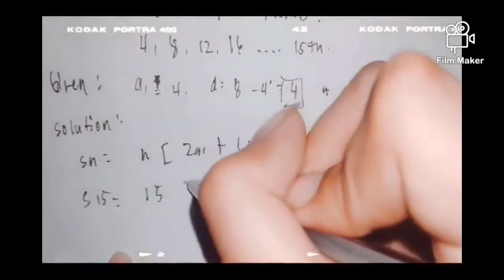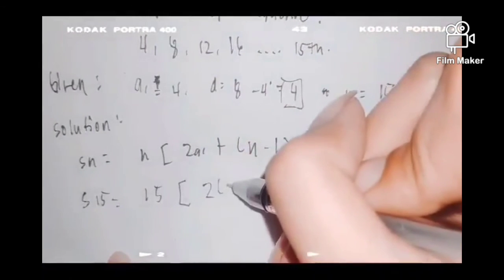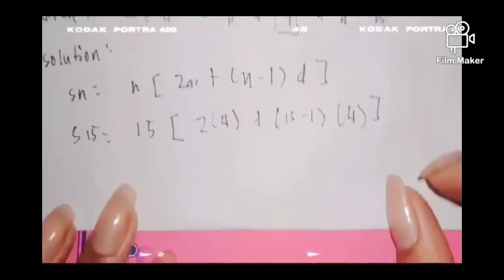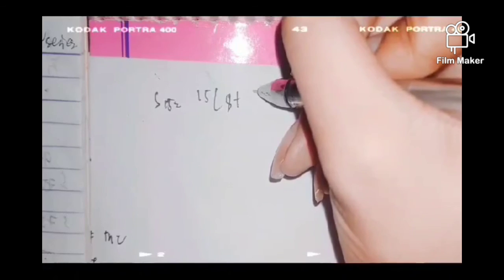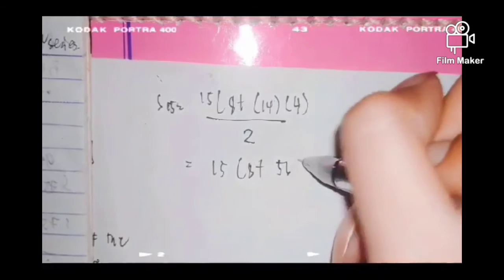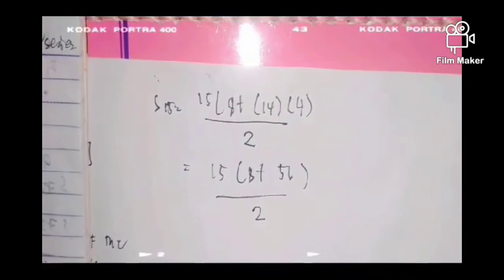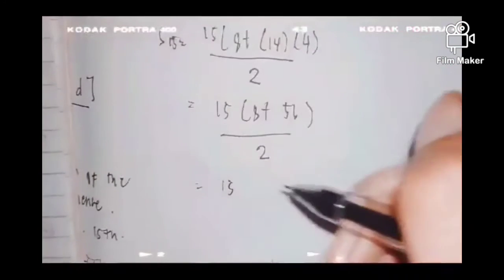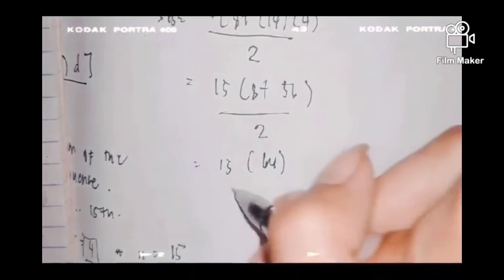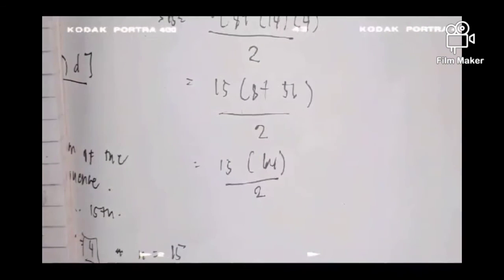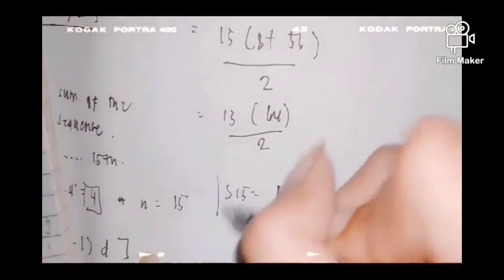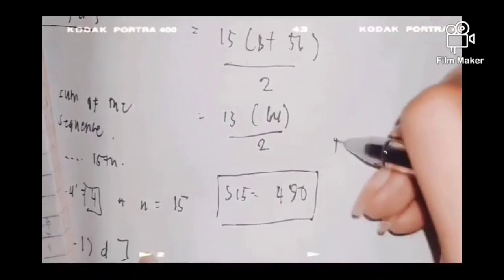Since we now have the data, let's find the sum of the given series. Let's multiply 2 and 4, and subtract 1 from 15. After that, multiply the 14 and 4, so it will become 56. So we now have 56 plus 8, which is 64. So 15 times 64 is 960. 960 divided by 2 is equal to 480. And that is the total sum of the 15 terms.